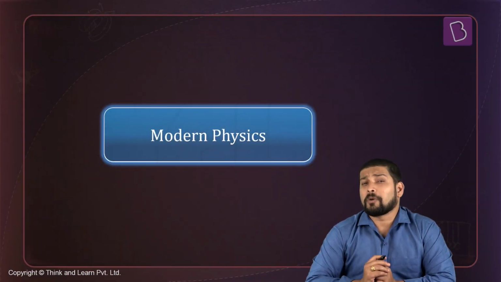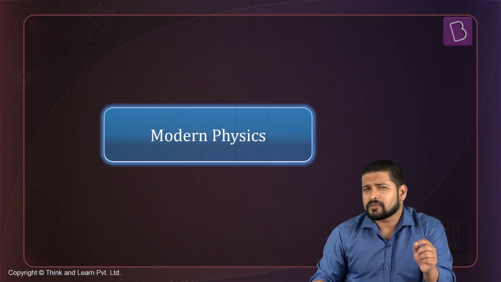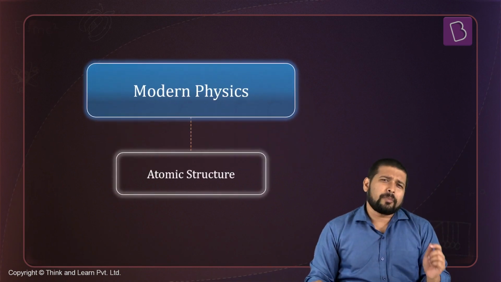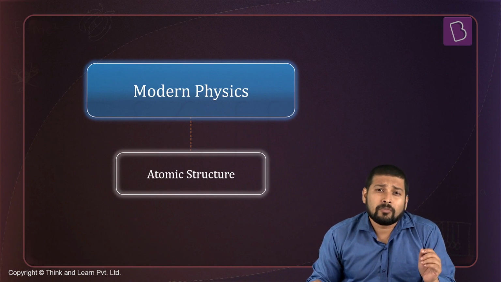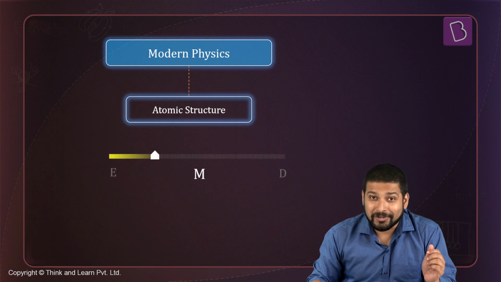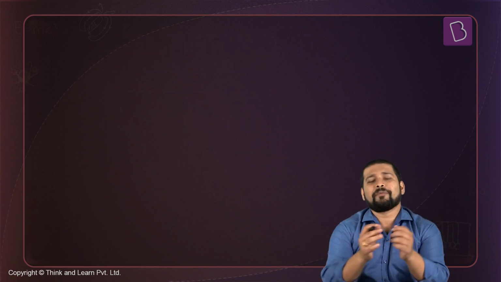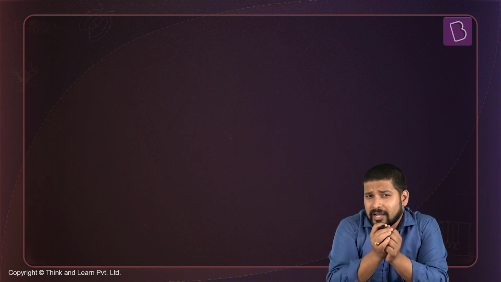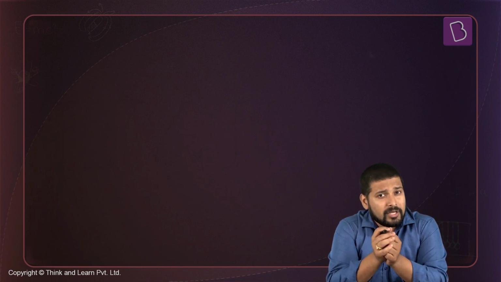Now the next question is from modern physics. Specifically, it is from atomic structure as such. So if you talk about this problem, well, this ranges from easy to medium on this difficulty meter. That is what it shows, right? So in this question, we have been told that the time period for an electron in hydrogen atom for the ground state has been given to us, and we have to find the value of frequency when this electron is in first excited state, okay?